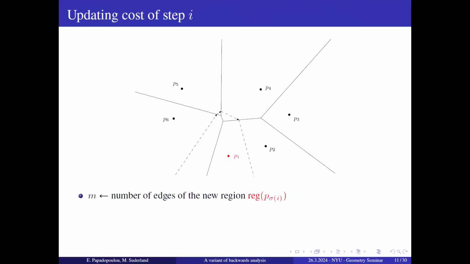So let's have a look at the updating cost of the ith step. If we denote by m the number of edges that we need to bound the new region, then the cost for tracing the boundary of this new region is linear in m. When we actually do this tracing, we have to scan this tree that is part of this updated region. Here we see this tree of the old diagram. That one we have to scan, and that's basically the reason why we take linear time in m.